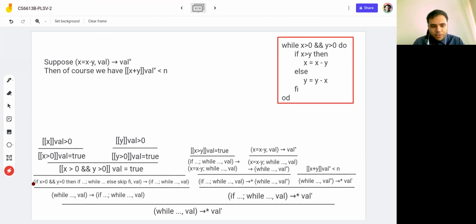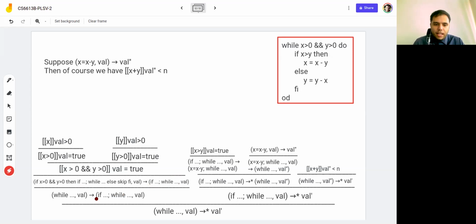So if I have a program which is of this format, and this format is basically the unrolling of the while loop. If x is greater than 0 and y is also greater than 0, then first do this if, and then do this whole while. Okay, if I have such a program, because I know that at this valuation val, this condition holds, then I know that I have to step into it. And stepping into it is basically running this part, right? The if and the while. So I have to do the if and the while from the valuation. So this is the if rule.